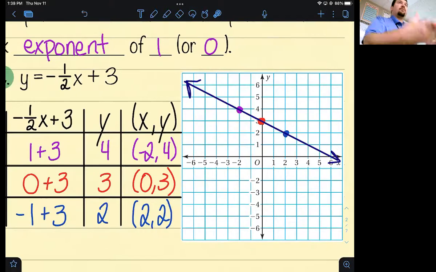Now, it makes sense that we would do this lesson and then introduce slope as a necessary next step, because that's where we're going with this.